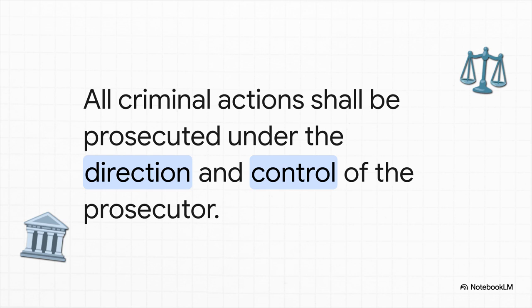Starting with Section 5, it says, all criminal actions shall be prosecuted under the direction and control of the prosecutor. This matters immensely. While a private prosecutor can intervene for civil liabilities, like getting the victim paid back for that stolen laptop, the state retains ultimate control over the criminal prosecution itself. The prosecutor represents the state's interest to vindicate the rule of law and maintain peace and order, ensuring absolute fairness rather than just facilitating personal vengeance.